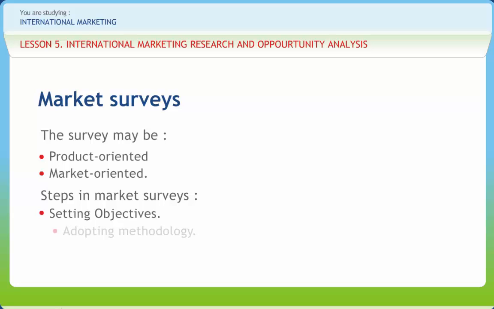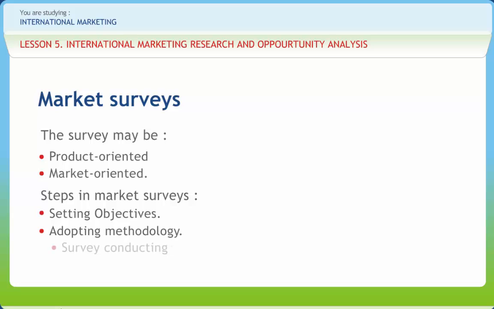Second is adopting methodology. The aim of market research is to help the exporter to arrive at a decision which will assist him in achieving the marketing objectives. The methodology adopted with reference to the collection of market information and its analysis should aim at reducing the subjective element in the decision making.